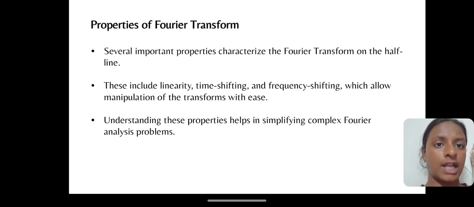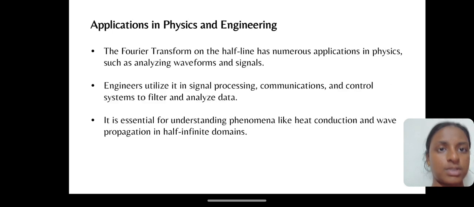Properties of Fourier transform. Several important properties characterize the Fourier transform on the half-line. These include linearity, time shifting, and frequency shifting, which allow manipulation of the transform with ease. Understanding these properties helps in simplifying complex Fourier analysis problems.